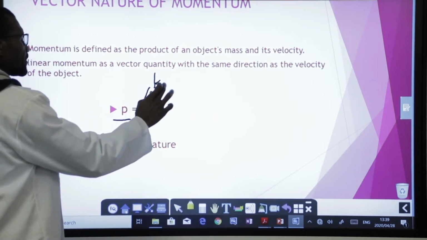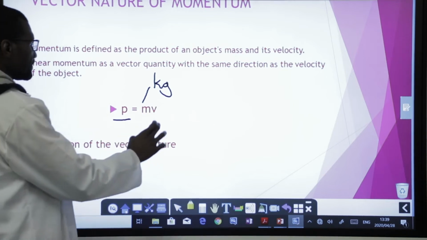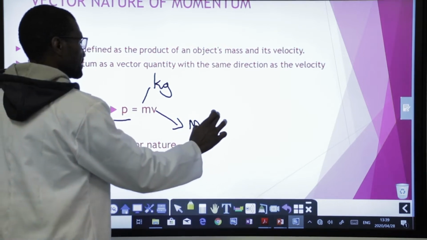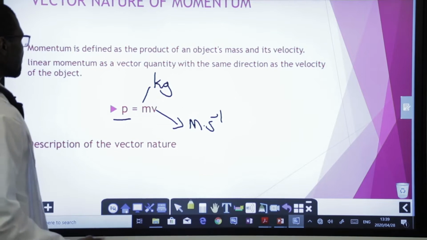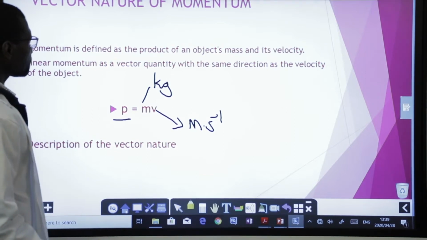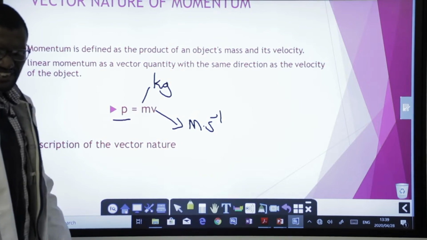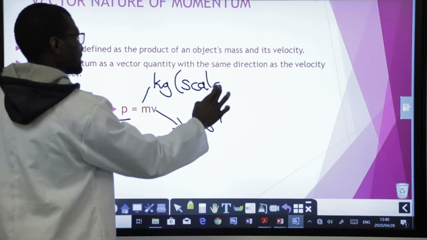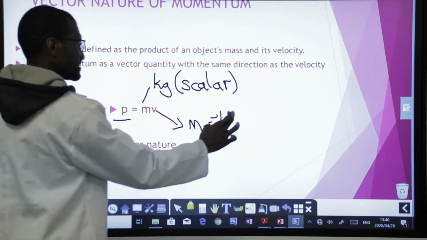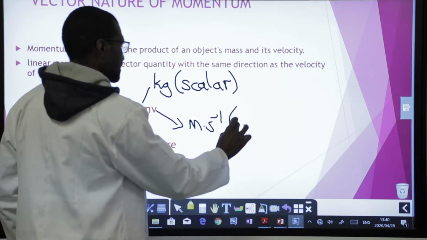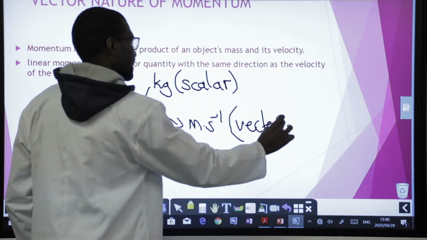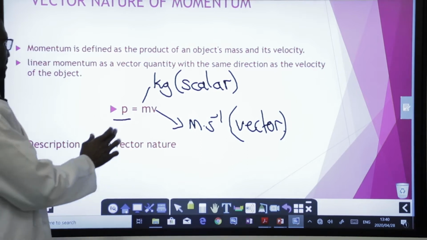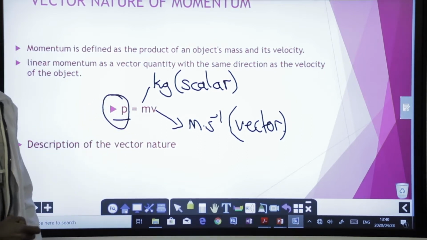Mass in kilograms, okay? Velocity in meters per second. Let's think again. Kilograms, are they vectors? Are they scalar quantities? Mass is a scalar quantity. And velocity is a vector, right? When you multiply a scalar and a vector, what do you think you end up with? What is momentum? Is it a vector or a scalar quantity?